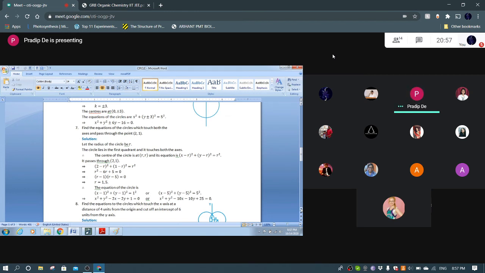It is touching the x-axis and cutting the y-axis. It is touching the x-axis at a point 4 units from the origin. It does not say anything about whether 4 units to the right of the origin or 4 units to the left of the origin. That is not mentioned, but it is touching the x-axis at 4 units from the origin, and it cuts off an intercept of 6 units from the y-axis.